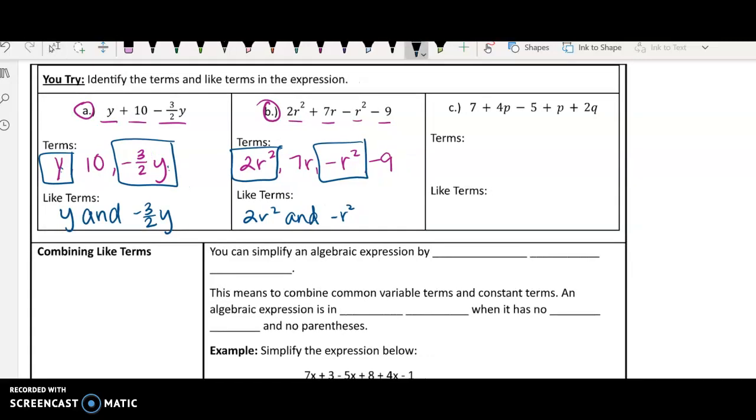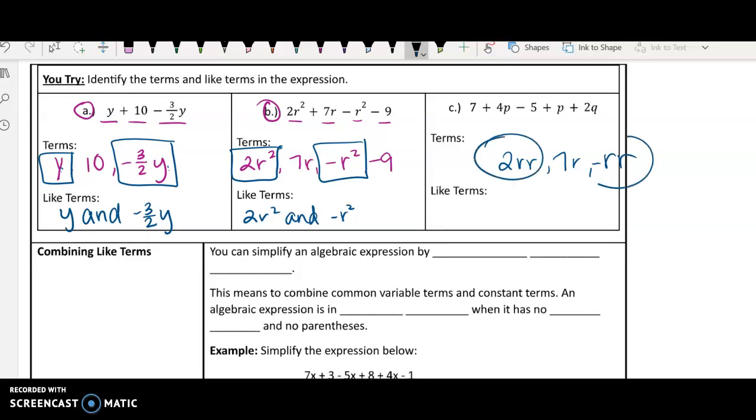Over here we have 4 terms. So 2r squared, 7r, -r squared, and -9. I only have one set of like terms because the r with my 7 doesn't have a squared attached to it, so it makes it different. They are not the same. Because remember, a squared just means you're multiplying that thing twice. So it would be like having 2r, 7r, and -r.